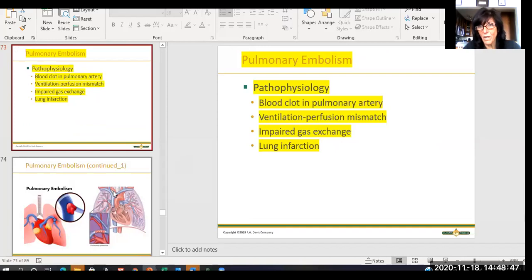All right, next, and we're almost done. Pulmonary embolism. It's a blood clot. Could be a fat embolism too, but it's a clot that lodges in a pulmonary artery. When they say ventilation perfusion mismatch, ventilation is the air going in and out of the lungs. Perfusion is the oxygen coming from the lungs and getting into the blood inside the body. So if there's a problem with ventilation or perfusion, it leads to impaired gas exchange. And instead of having a heart attack, you have a lung attack, a lung infarction.